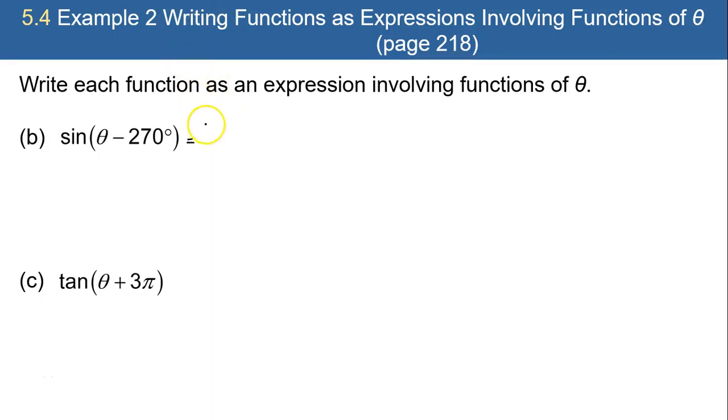So cosine, no, that's sine. Sine of angle theta times cosine of 270 minus cosine of theta times sine of 270.